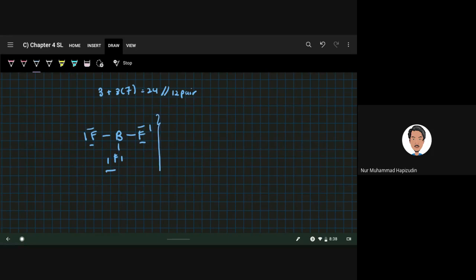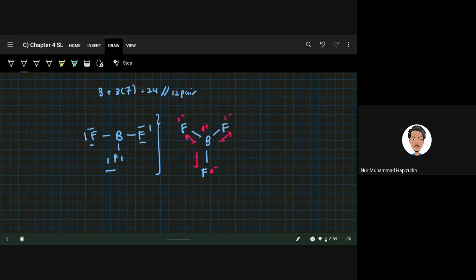Based on VSEPR theory, this is apa ni? This is trigonal planar. Dia macam ni lah, trigonal planar. Okay. So this is the geometry shape, which has a 120 degree angle. Okay. So this is a polar bond. If you calculate the electronegativity, it has a polar bond. Okay, and it has net dipole moment, of course, because it has polar bonds.